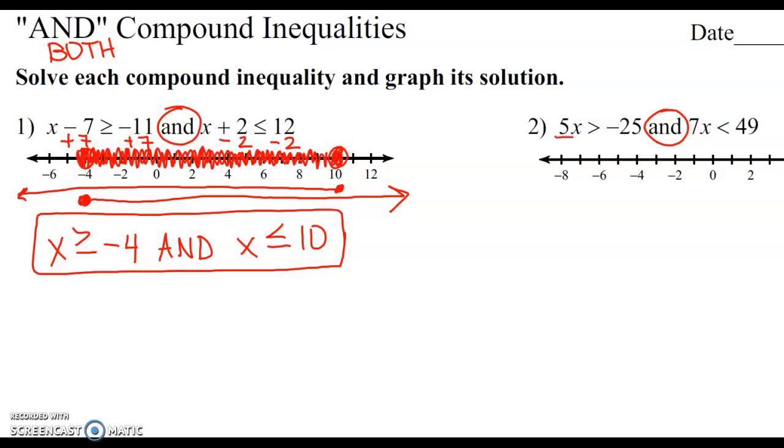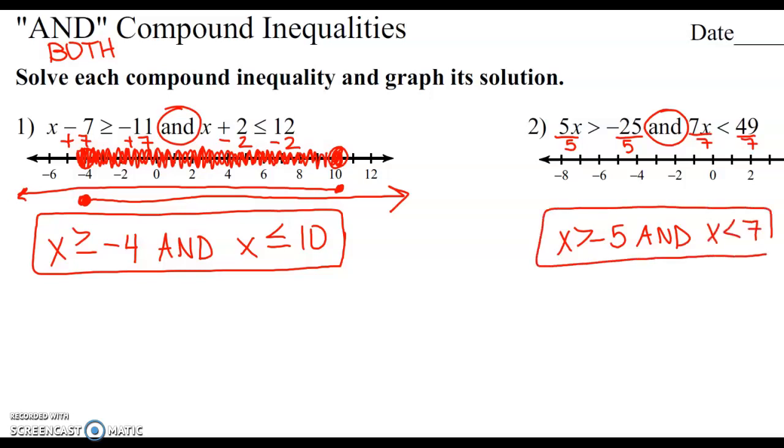Just like here on this next one, you divide by 5. So you get x is greater than negative 5 and solve this one by dividing by 7. X is less than 7. So here I want the numbers that are greater than negative 5. So I'm starting at negative 5, open because it's not equal to, greater than to the right, but I don't get to go to the right forever because they also have to be less than 7.